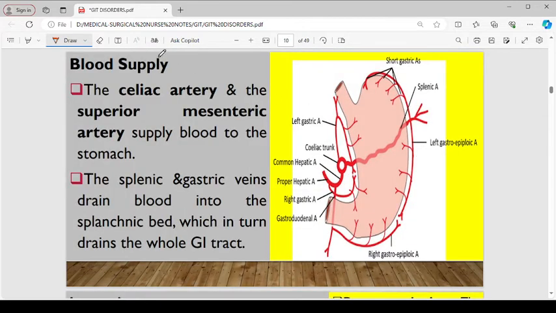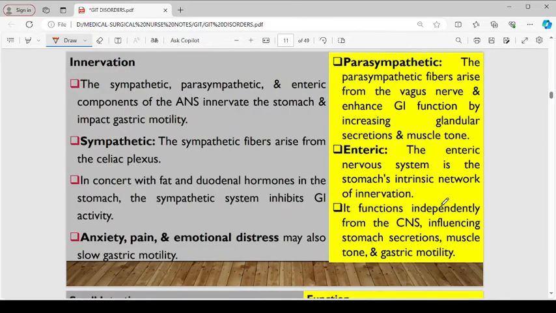So what about the blood supply to the stomach? We have the celiac artery and superior mesenteric artery supplying blood to the stomach. For the venous drainage, we have the splenic and gastric veins, which in turn drain the whole GI tract. On innervation, we have the sympathetic, parasympathetic, and enteric components of the autonomic nervous system.